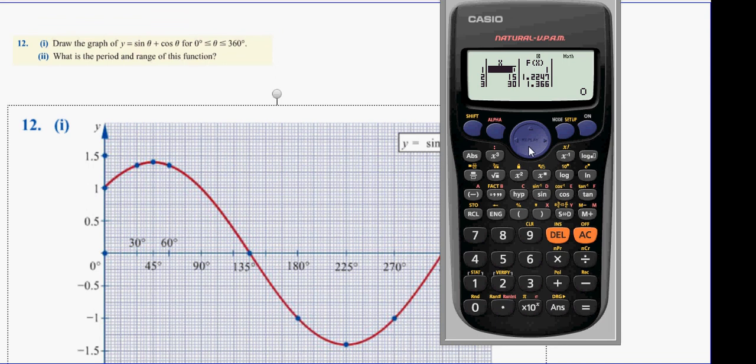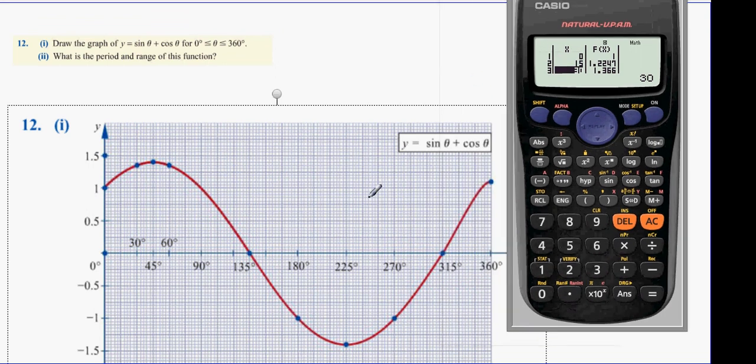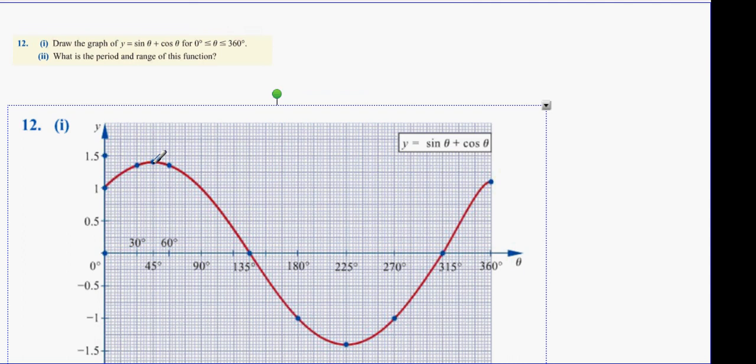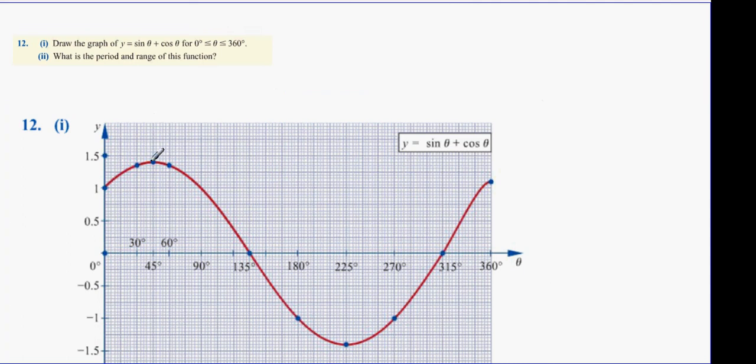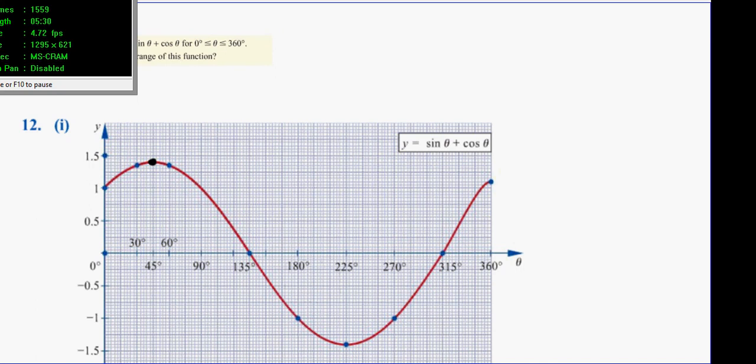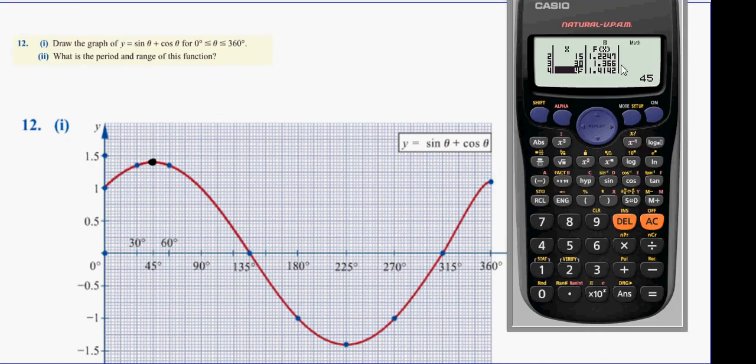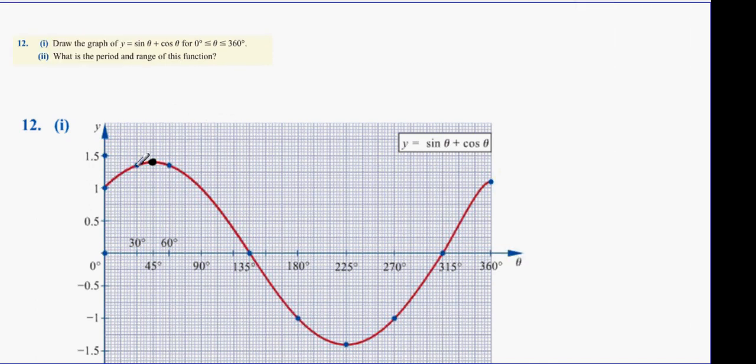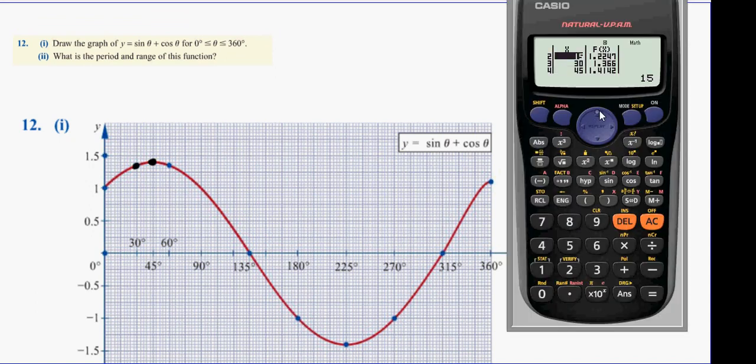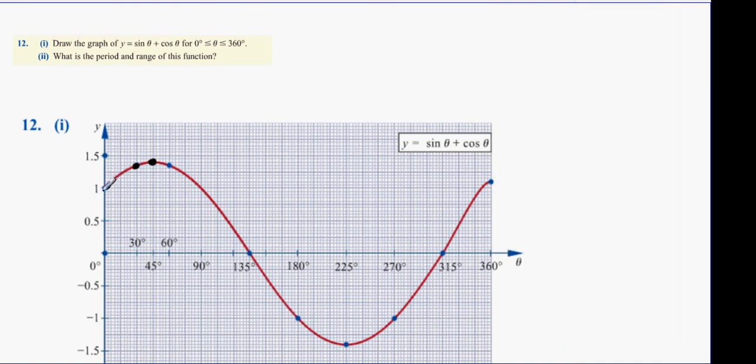Now, like last time, you're just going to match up your values. So when it's 45, our answer is 1.4. That's 1.4 there. When it's 30, it's 1.3. That's 1.3 there. When it's 0, it's 1, which is here.